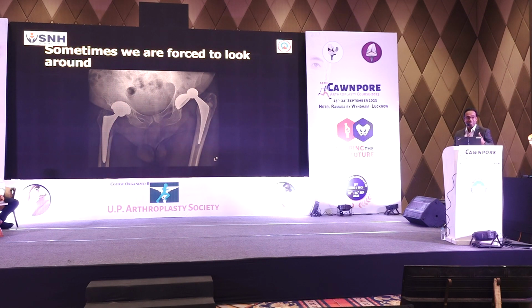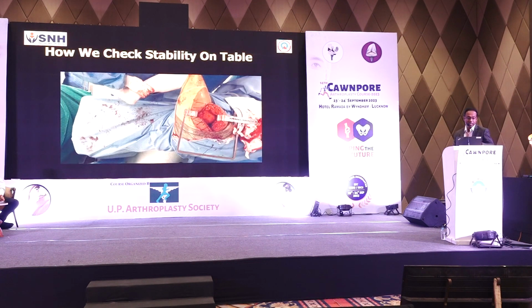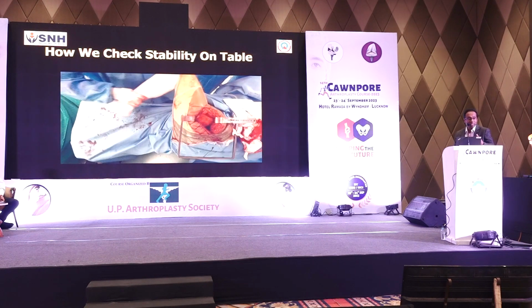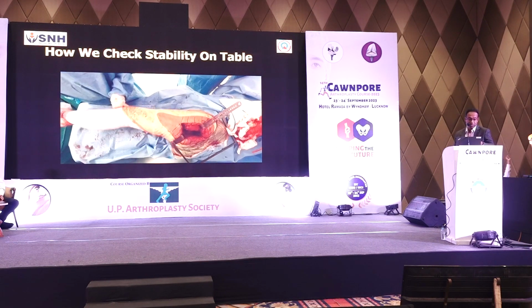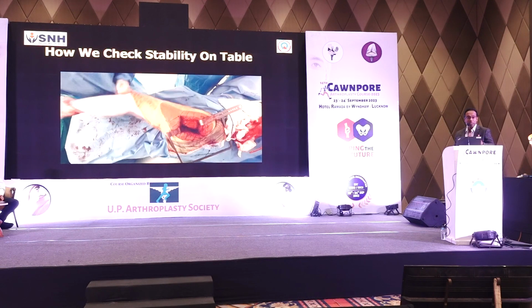I'm talking about unstable hips in which the apparent local pathology is all fine. You can't find a problem. You have to start looking around. And this is where spinopelvic alignment comes in. This is how we check the stability on table.